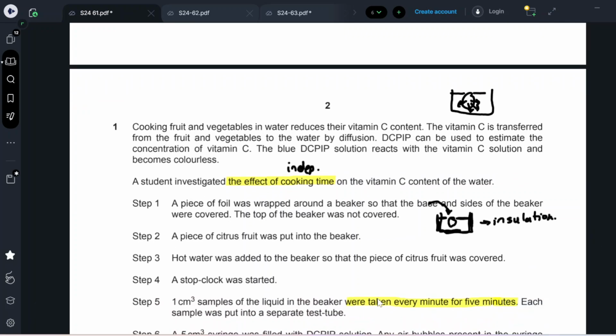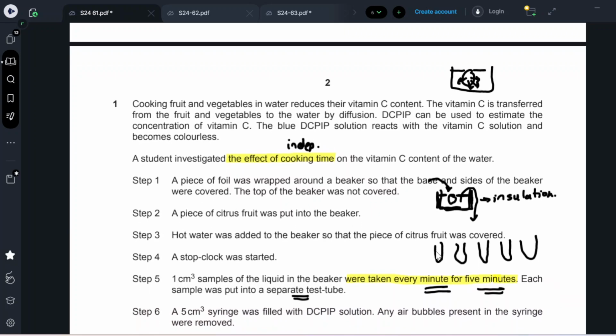1 cubic centimeter samples of the liquid were taken every minute for 5 minutes. I took a sample from the liquid outside. Each sample was put into a separate test tube. So I take 1 drop and put it into 1 test tube. After another minute, I take another drop, I put it into the second test tube, third test tube, fourth and fifth. Every minute for 5 minutes.